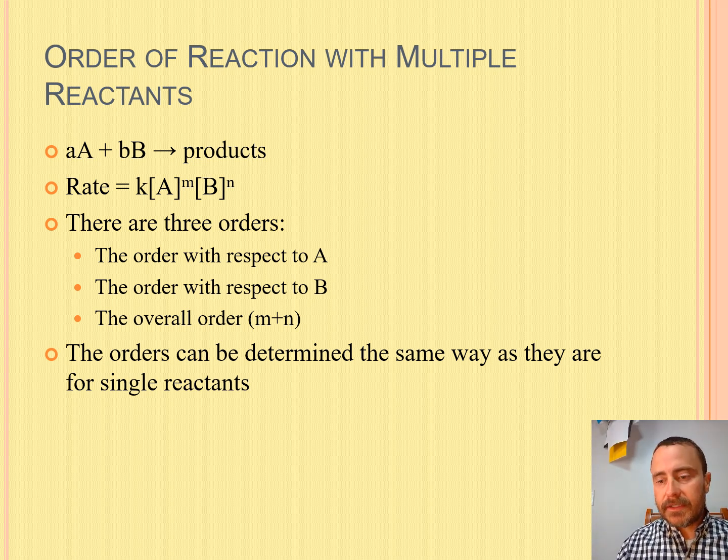All right, and so in this case, we actually have 3 different orders. We have the order of our reaction with respect to A, that's the M. We have the order of our reaction with respect to B, that was the N. And then we have the overall order for the reaction, which is just the sum of those, M plus N. Right? And again, it says that the orders can be determined the same way they are for single reactants. We are getting really close to calculating those, right? But again, that just means that we have to run an experiment in order to do these.